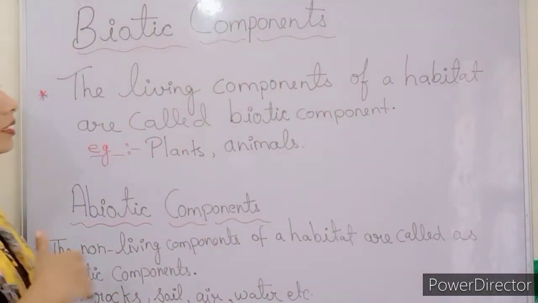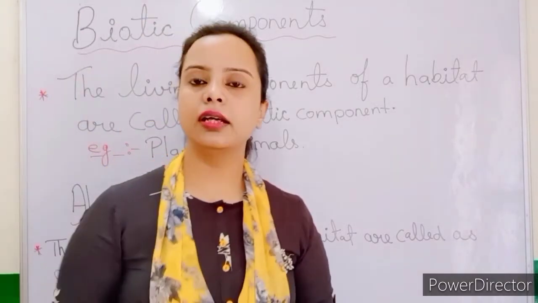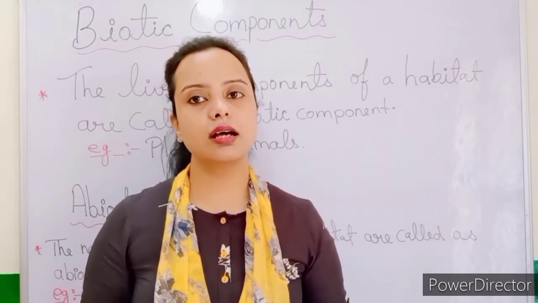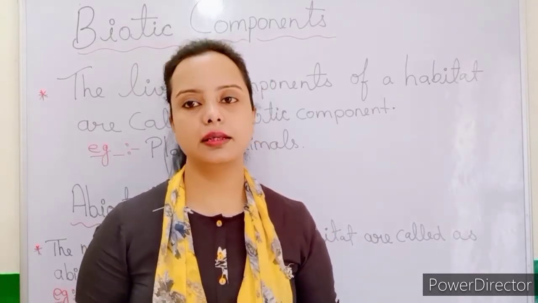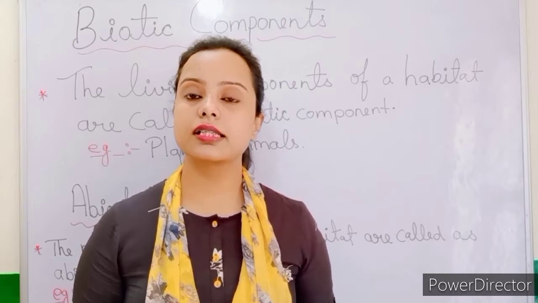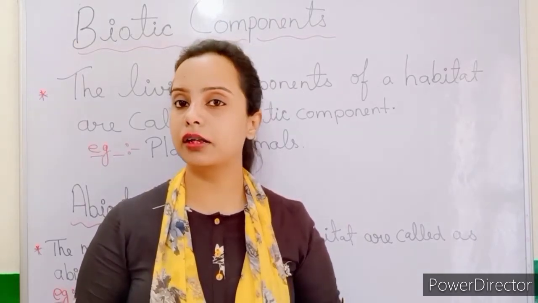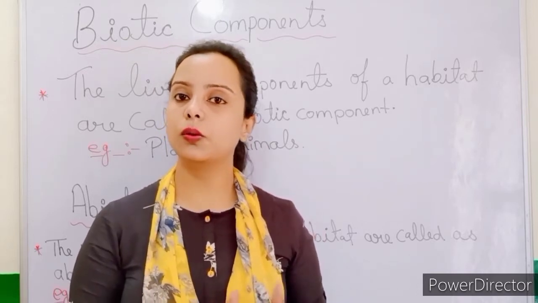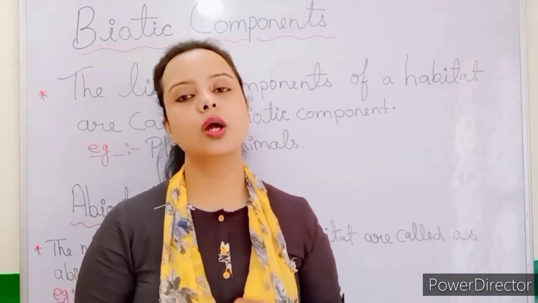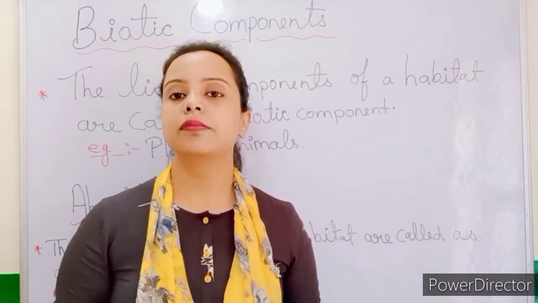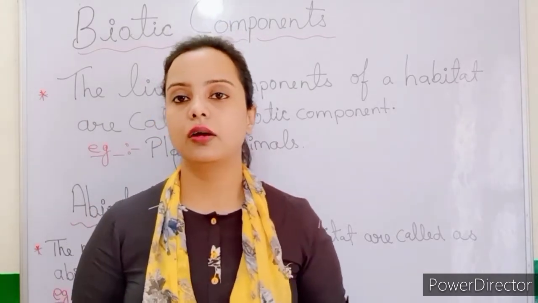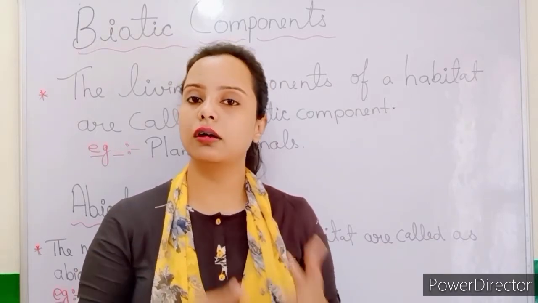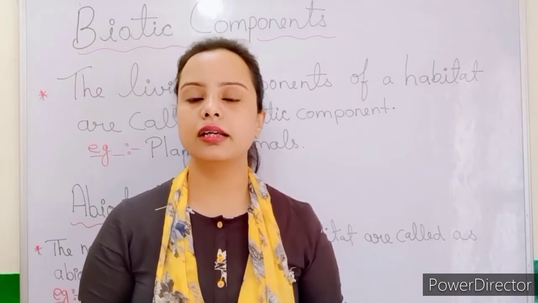So let's revise this. The biotic components are those which are living. The examples are plants and animals. Now the next one is the abiotic components. What are abiotic components? The non-living things are known as the abiotic components. And the examples are water, soil, and rocks. So whatever things are non-living come in the abiotic components.